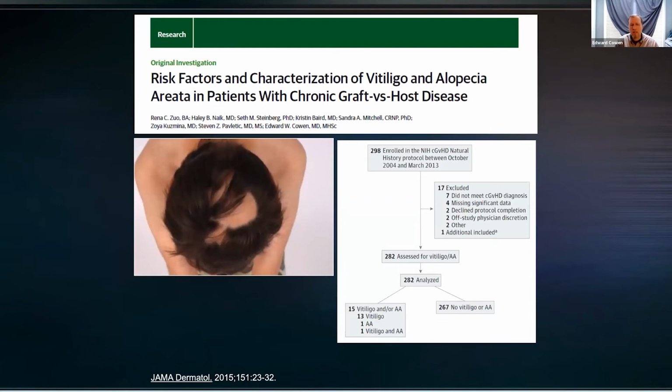Another sign you may see in chronic GvHD is vitiligo or alopecia areata. Vitiligo is where you lose pigment from the skin due to an autoimmune cause, and alopecia areata is where you lose hair. This can be generalized or it can be circular patches of hair loss. This is thought to be immune dysregulation locally in the skin that's targeting these specific hair follicles or pigment-producing cells in the skin.